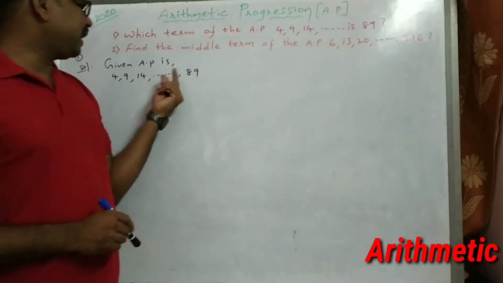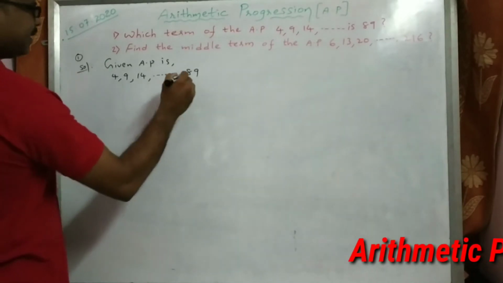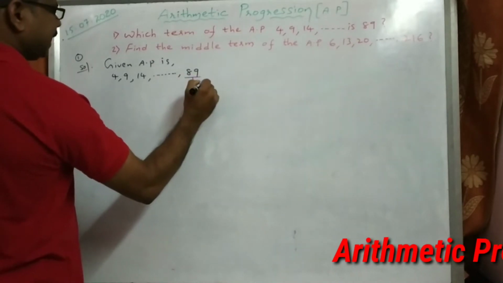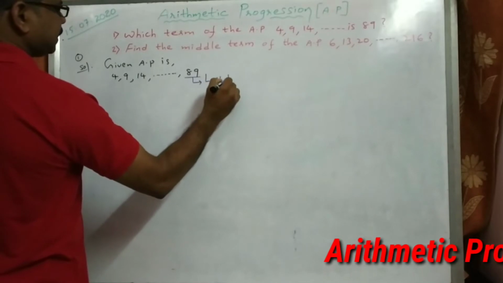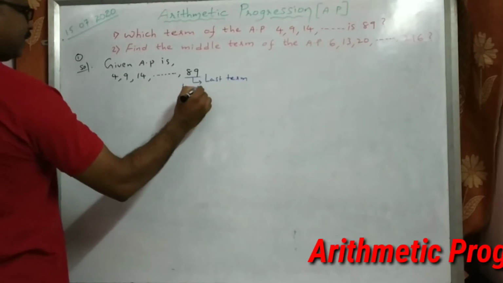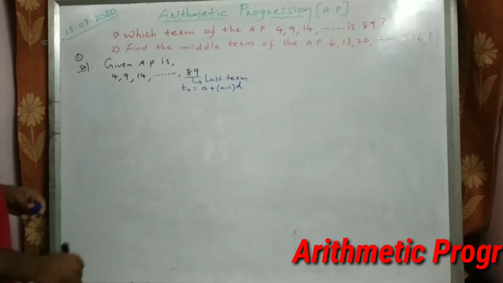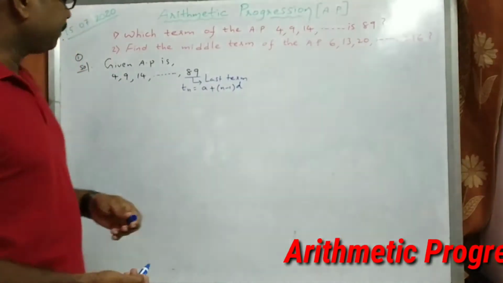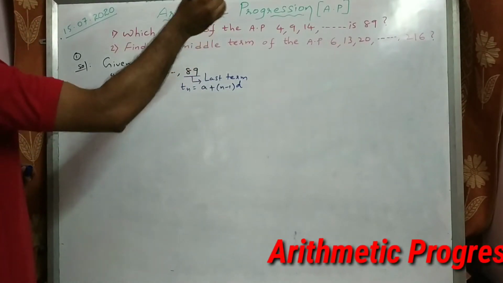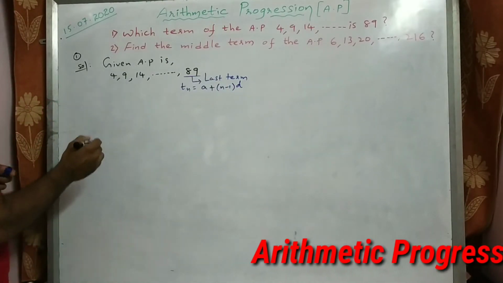So which term of the AP is this 89? What is this 89? I told you yesterday this is called the last term, right? Last term or nth term, Tn equal to, what is the nth term formula? A plus n minus 1 into D, where A is the first term and D is the common difference. Whenever we are given the last term, make use of this formula.